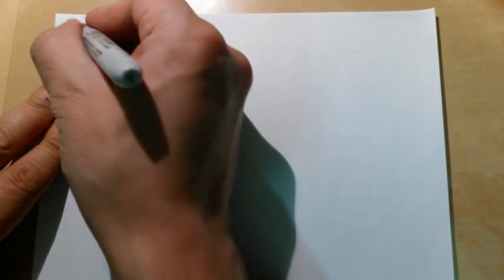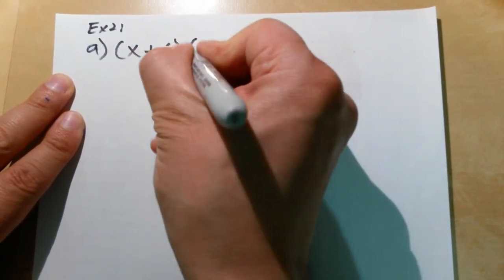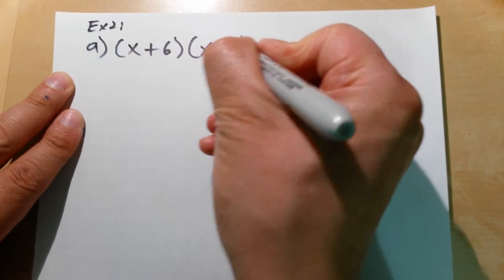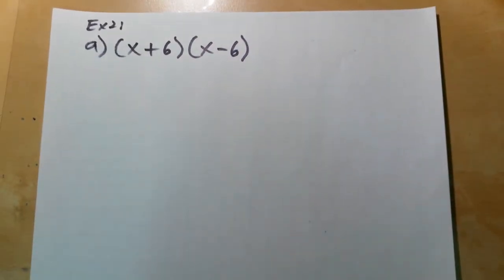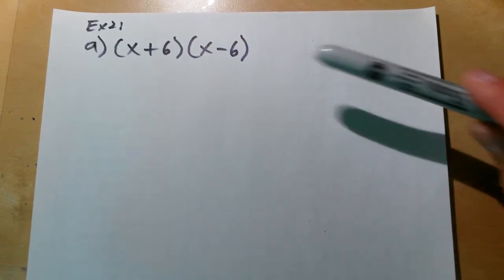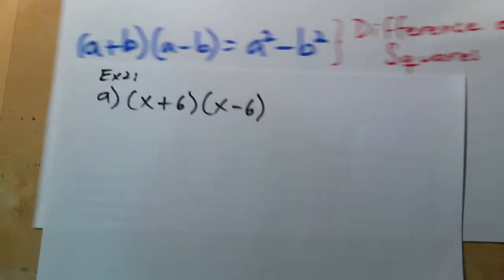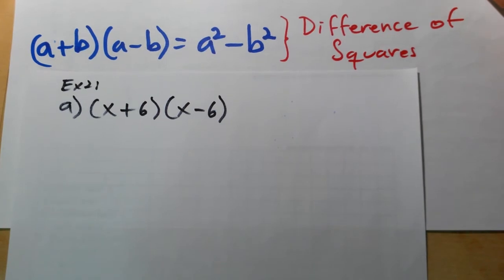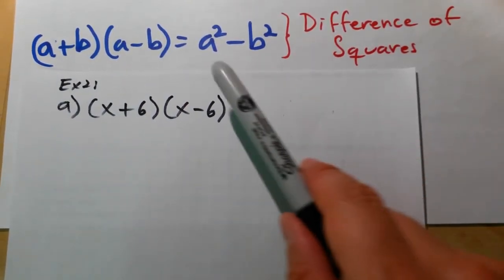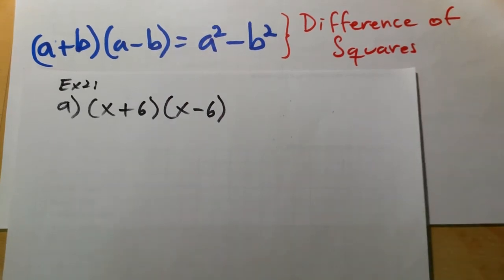Say you're presented with this example: (x + 6) times (x - 6). Here we are multiplying the sum and the difference of a term. You see that and you think difference of squares. And when you see that, you think of this pattern: (A + B) times (A - B) equals A squared minus B squared. This is a difference of squares.